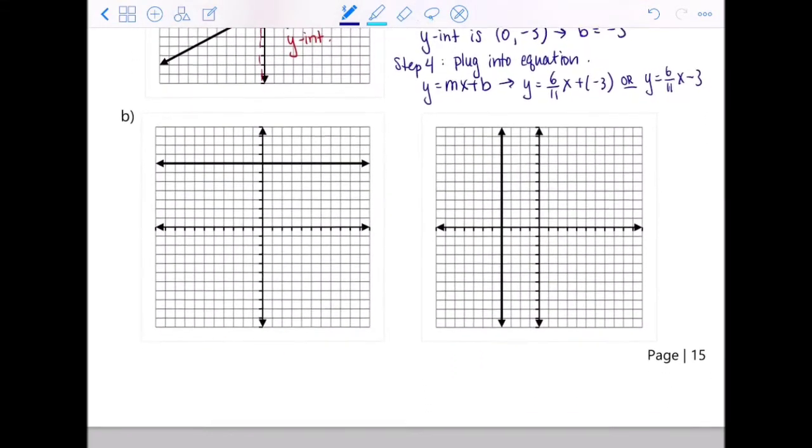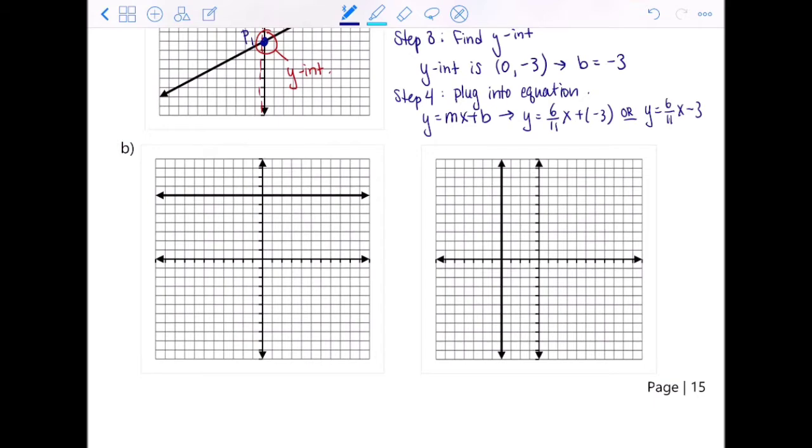Moving on to part B. This time we have a horizontal line as a function. So let's take a look. We're going to follow the first step, which was to find the 2 points. I guess it doesn't matter here, they're all nice integer values. So I'll say P1 here and P2 here. P1, the coordinate is (-7, 7), and P2 is (0, 7).